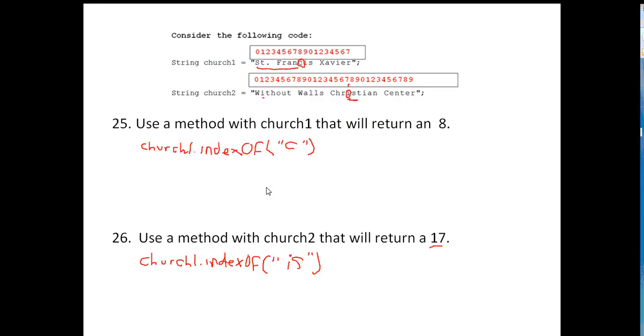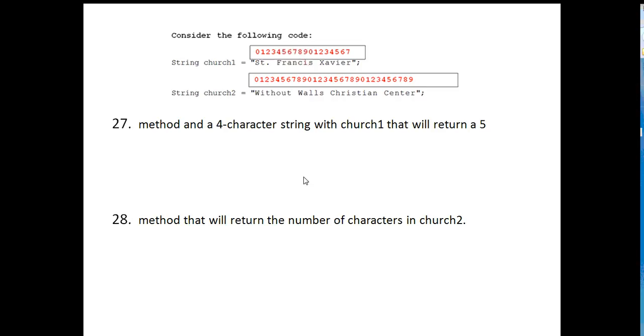27. We're going to use a method with a 4-character string and church 1 that will return a 5. How do you return a 5? Again, it can be length or index of. But all these lengths are more than 5, so length is not going to work. So index of is what we're going to have to use.